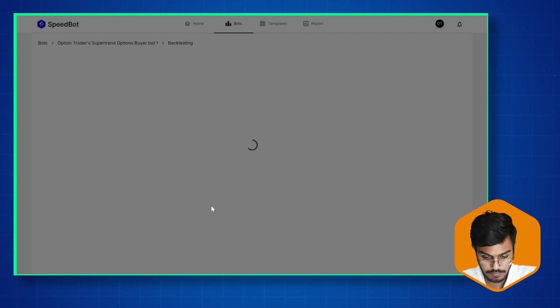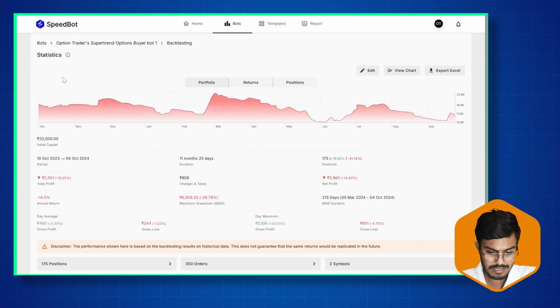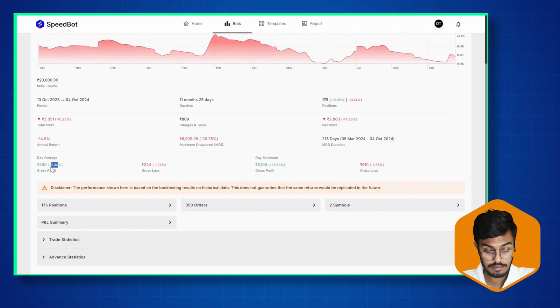I might have some of the bots ready with me. Okay, so this is a sample bot that I have tested on. So this kind of detailed statistics you'll get whenever you test out your strategy, whenever you're executing it live in your trading account. That is whatever initial capital that you have defined, the time period during which the bot ran, the positions that the bot has taken, the total profit, charges and taxes, net profit, the annualized returns, maximum drawdown duration, average profit, average loss, the maximum profit and the maximum loss, positions.